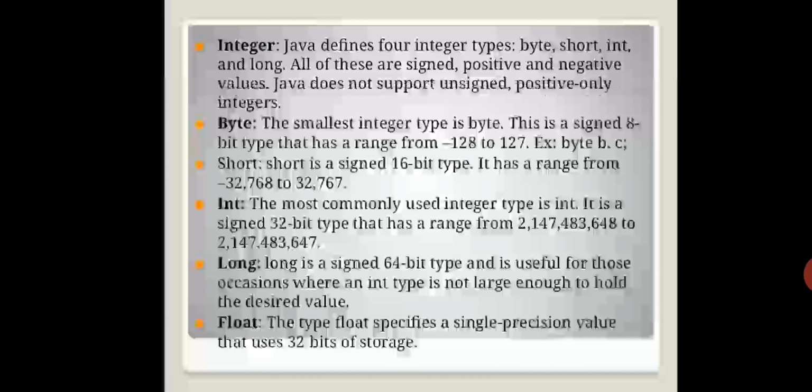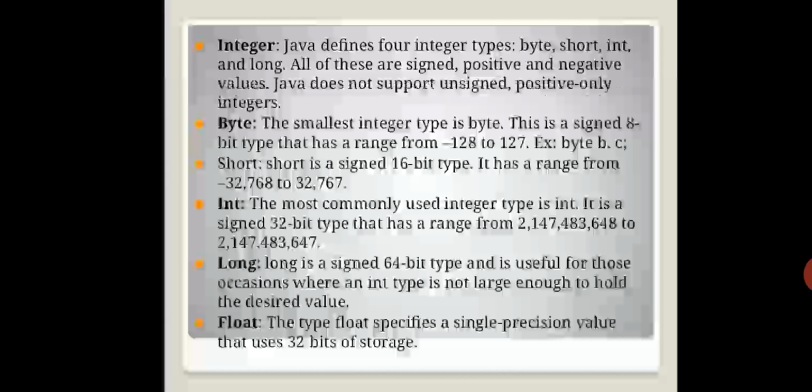32-bit is nothing but 4 bytes, isn't it? So byte is our 8-bit range, short is 2 bytes, that is 16-bit, and int is 4 bytes, which is 32-bit. Okay, now the next data type is long. Long is a signed 64-bit type, and it is useful for those occasions wherein the int type is not large enough to hold the desired value. So if the number is very big or very gigantic, then definitely you can go for the long data type. That is the meaning.